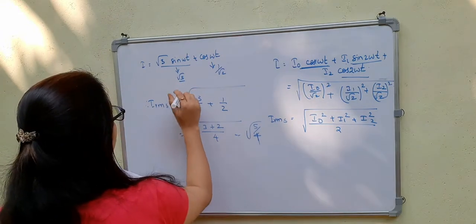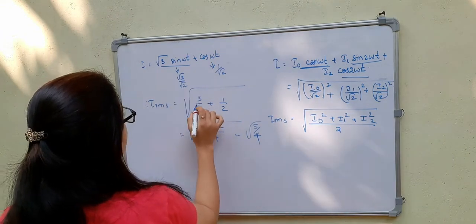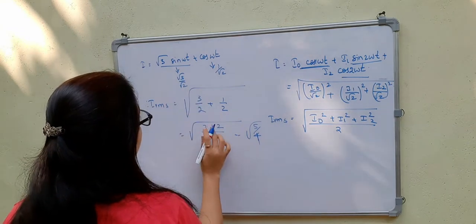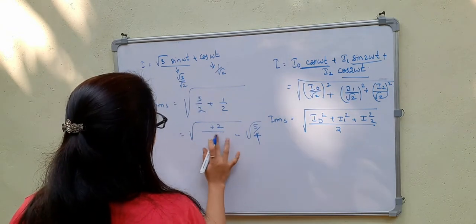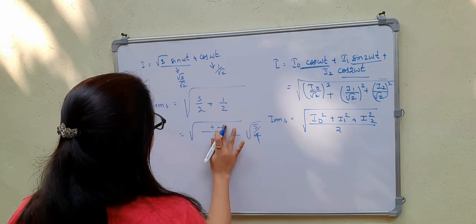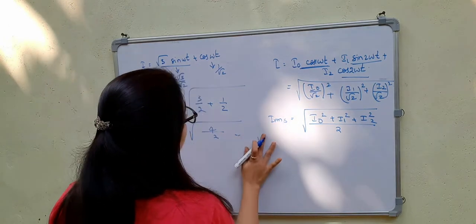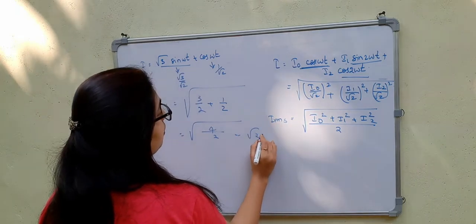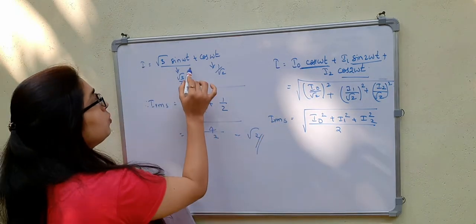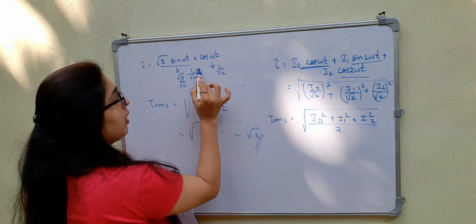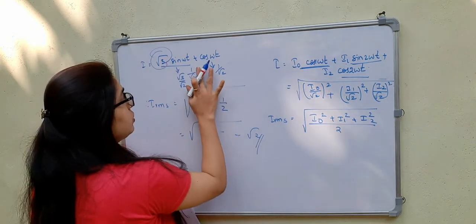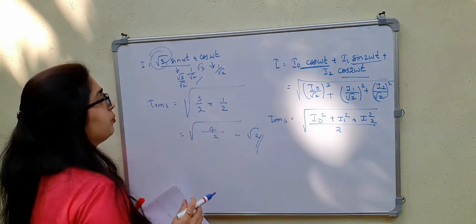Sorry, it's root 3 by root 2. So it is 3 by 2 and 1 by 2. Then 3 plus 1 is 4, divided by 2. The square root of 2 will be the answer. It is 1 by root 2 into A, so A is root 3, so root 3 by root 2.